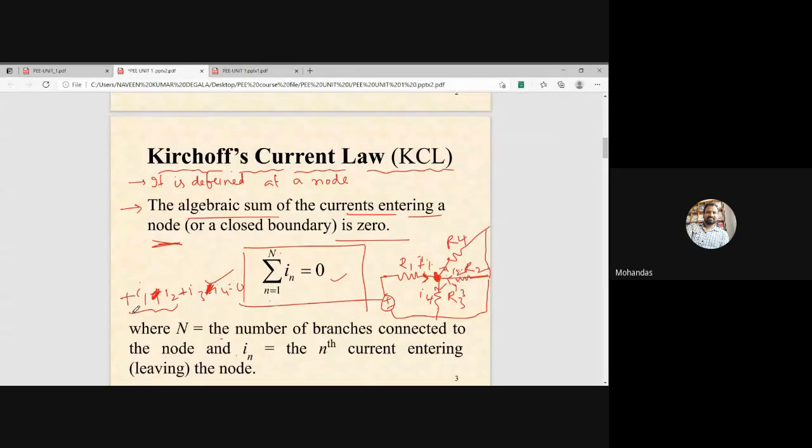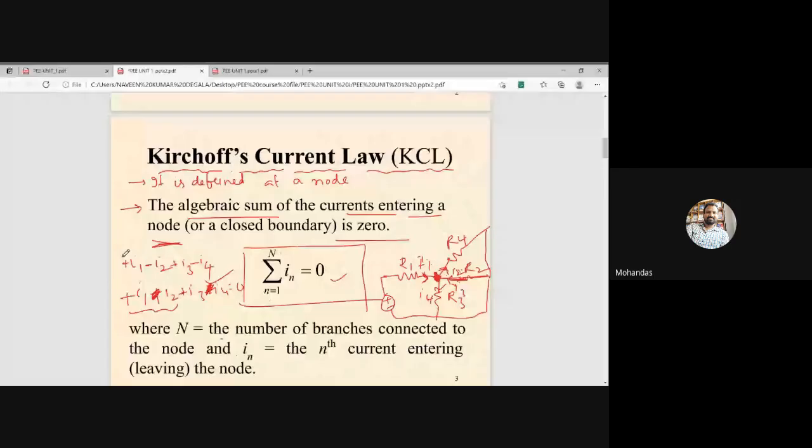So finally, what can I write here? Plus I1 current, because it is entering current, and I2 current is leaving. As I2 current is leaving, I can write minus I2, and I3 current is entering, so plus I3. Again I4 current is leaving, so minus I4. So the algebraic sum should be equal to how much?